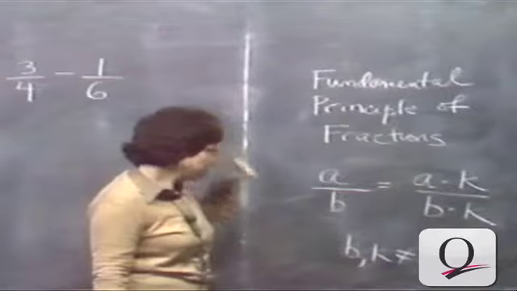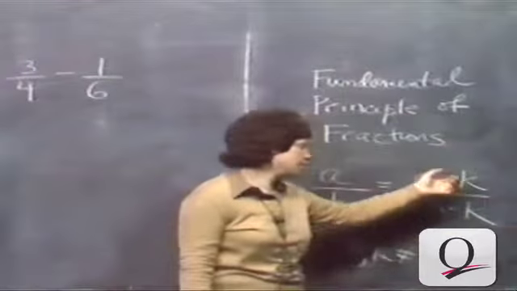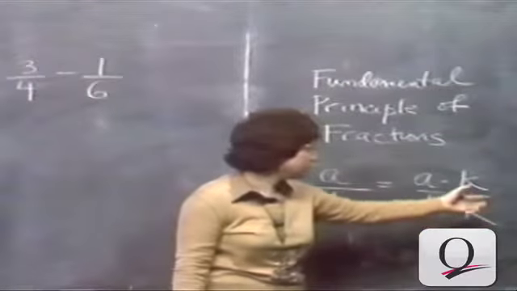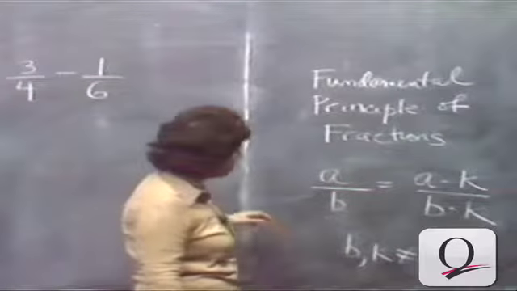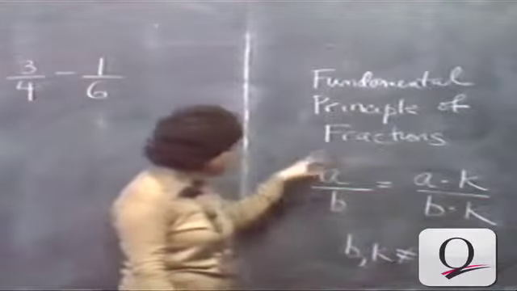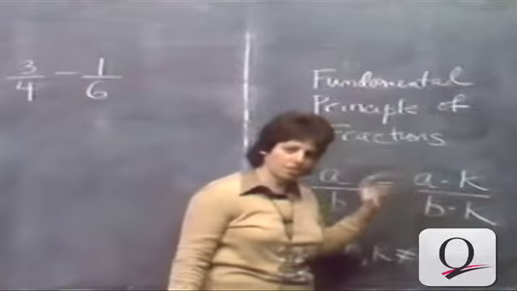Now, this rule can be used either way. If you have a fraction, you can divide numerator and denominator by the same non-zero quantity, k, and get an equivalent fraction. In this particular videotape, we'll be using the rule in this form. In other words, taking a fraction and building a fraction equivalent to it, but which has a denominator that we desire.